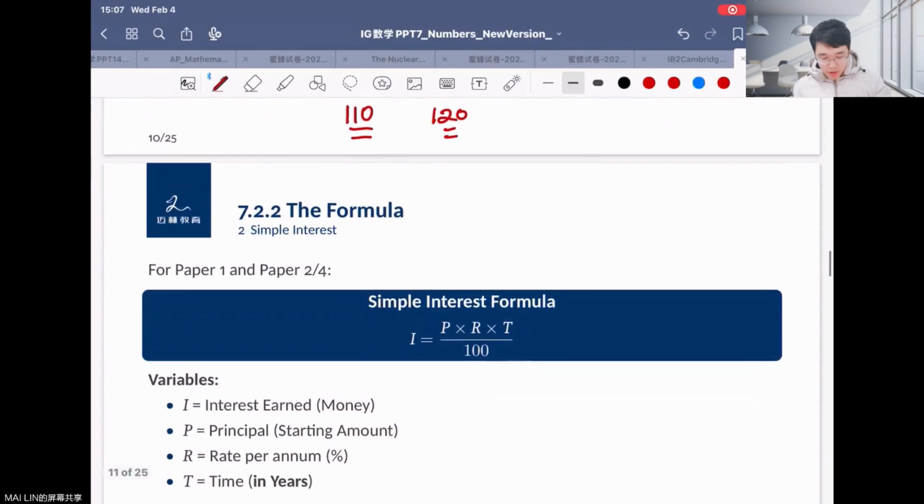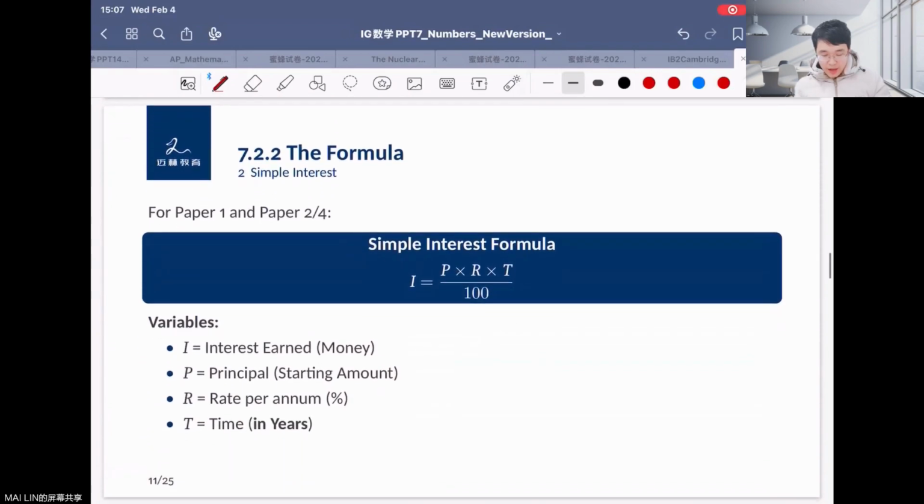So you can find the formula is very easy. Here, you have the principal, maybe your starting amount, times the rate and times the time taken, and then over 100. That is for the interest.